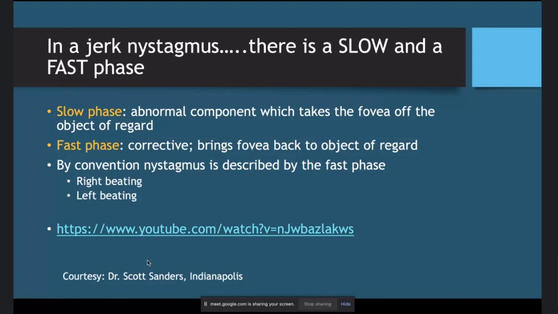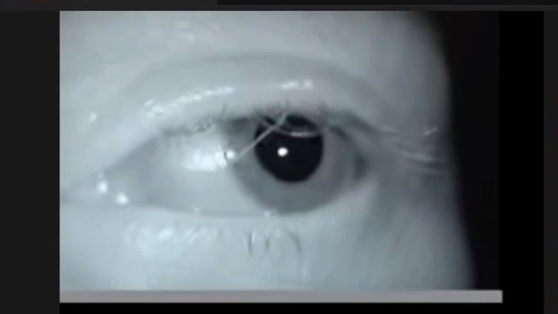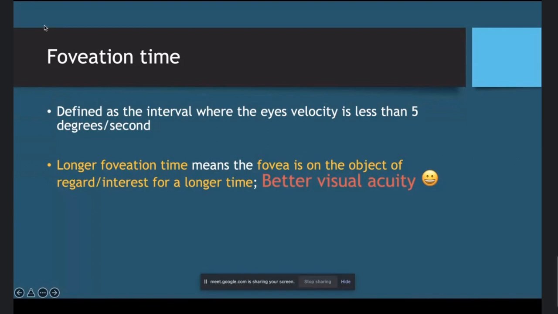Okay, so let's look at an example. Is that visible? Yes, ma'am. So you can see this is the left eye. And what beating is this, Divyansh? Left beating. Left beating, very good. So you see very clearly that it is a left beating. That's a jerk nystagmus.